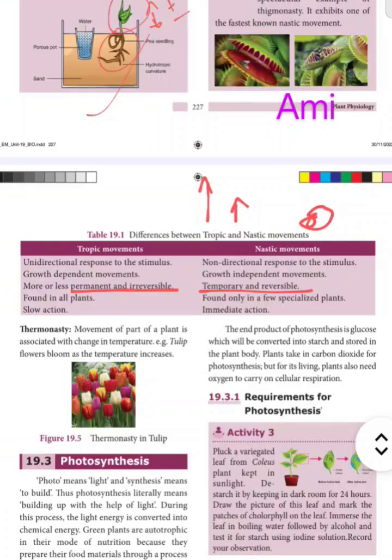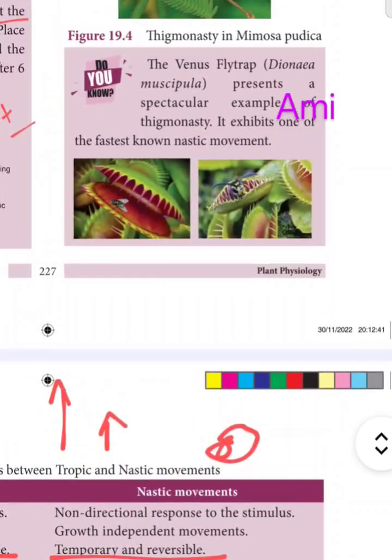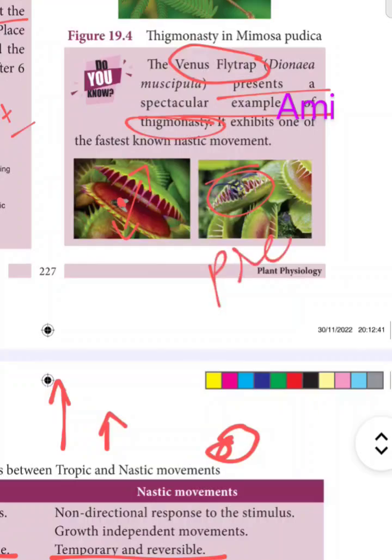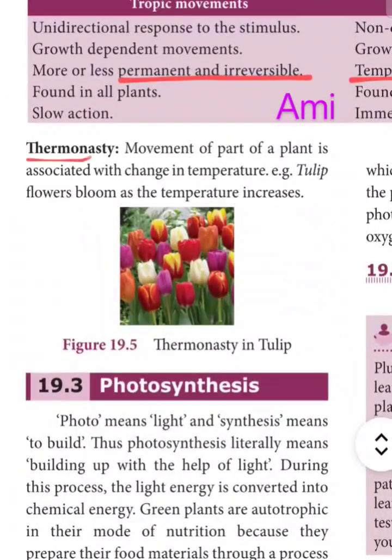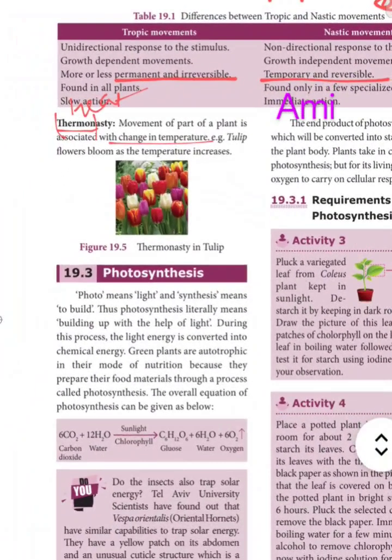So I already discussed the touch-me-not plant. Like this, another plant is the Venus flytrap. It presents a spectacular example of thigmonasty, where when an insect touches this plant, it makes the fastest movement to close its mouth so that it can consume the insect. Next one is thermonasty. Thermo refers to heat as the stimulus, so it is a response to the change in temperature.